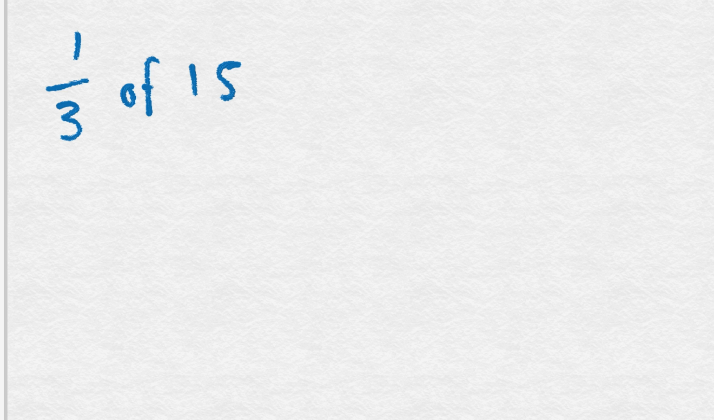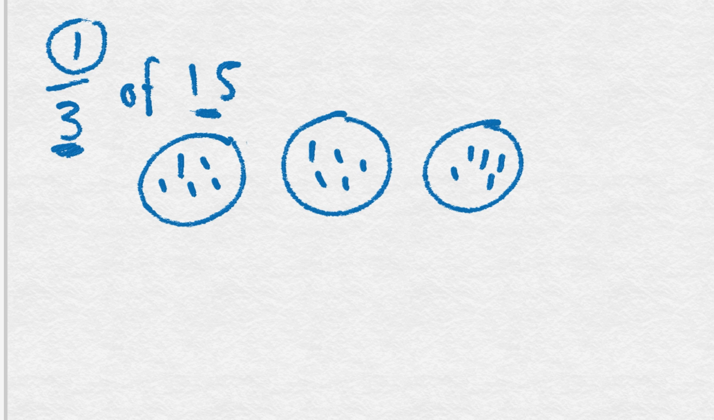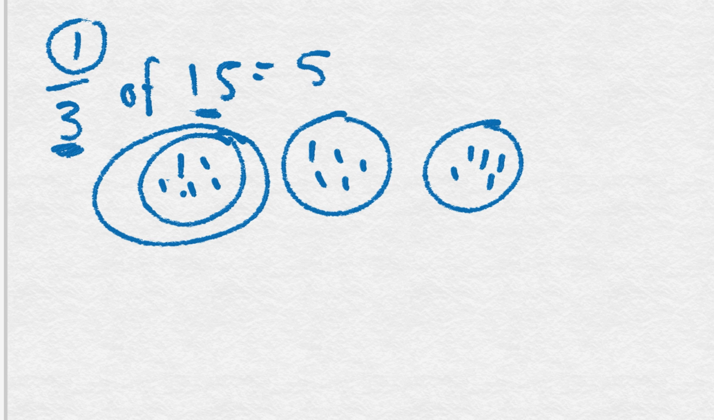Okay, so if you were drawing it, you would draw 3 groups, because the bottom number tells you how many it's been divided into, and this number here tells you how many you're sharing. So we're sharing 15. 1, 2, 3, 4, 5, 6, 7, 8, 9, 10, 11, 12, 13, 14, 15. And this top number tells you how many groups you're talking about. We're talking about one group. So how many are in this group? 1, 2, 3, 4, 5.